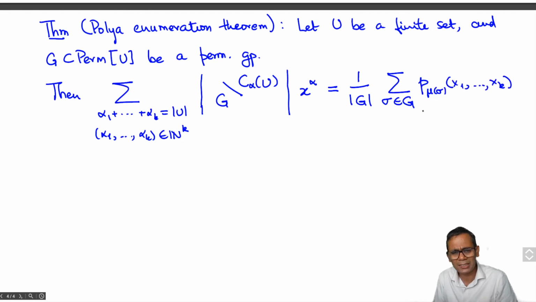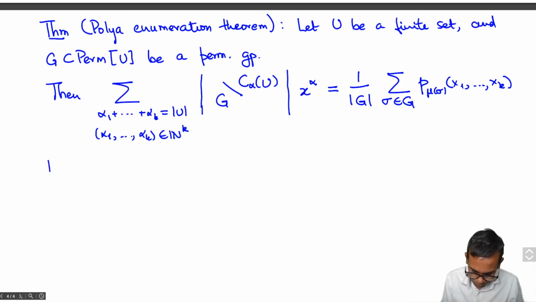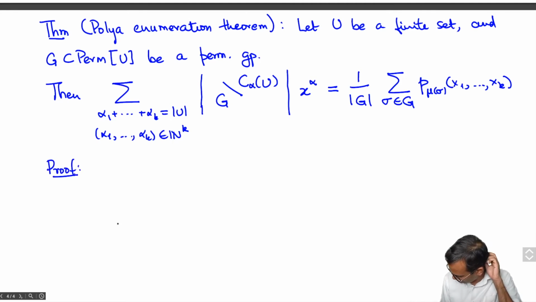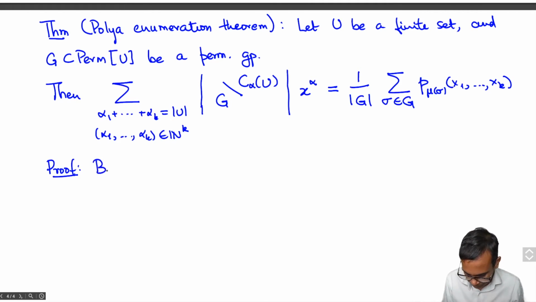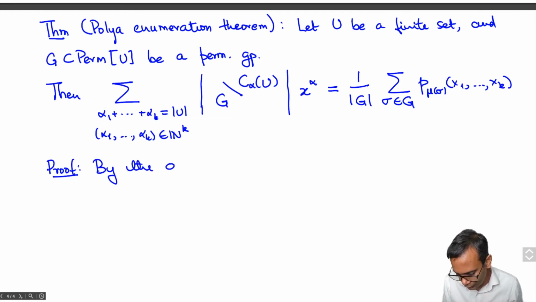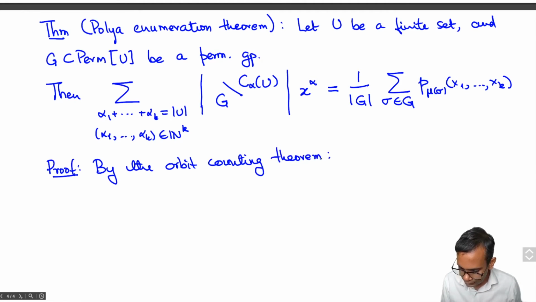Okay, so in principle it's very simple if you really understand the cycle type of the elements of G. And let me give you a proof now. The proof is, well, there's one step which is clever, but it's basically an application of the orbit counting theorem. So by the orbit counting theorem, what we have is this thing. So this is amenable to the orbit counting theorem.